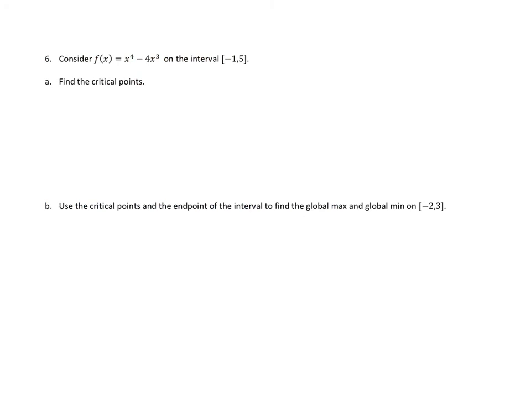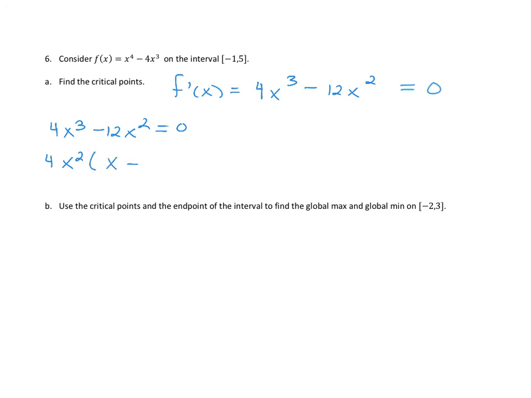What are the critical points for the function f of x? To find those, you take the derivative, and you determine where it both doesn't exist and where it's equal to 0. The derivative is 4x cubed minus 12x squared. This exists everywhere, which means I'm only going to check to see where it's equal to 0. Where is 4x cubed minus 12x squared equal to 0? Well, I can factor out a 4x squared, and left over is x minus 3.